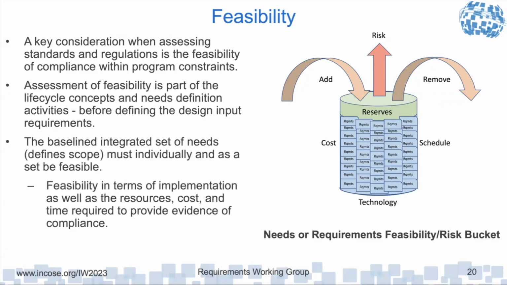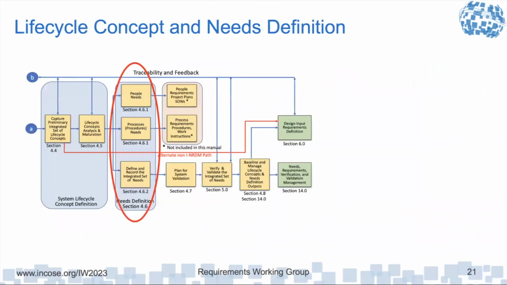And the baseline integrated set of needs, which defines the scope of the project, must individually and as a set be feasible, including the feasibility in terms of what resources, costs, and time are required to provide evidence of compliance to those standards and regulations.